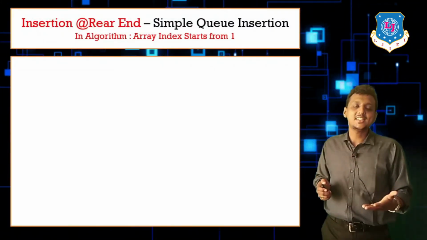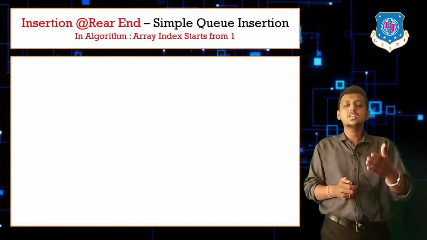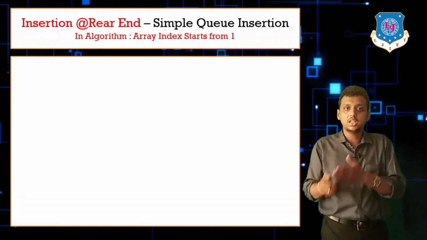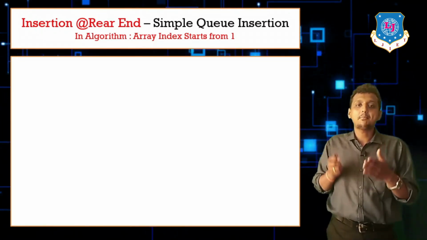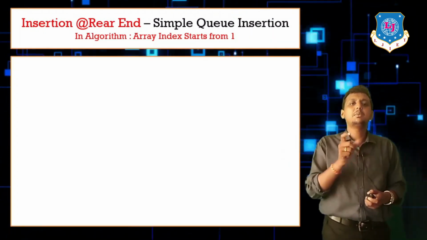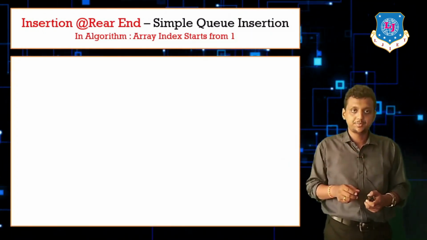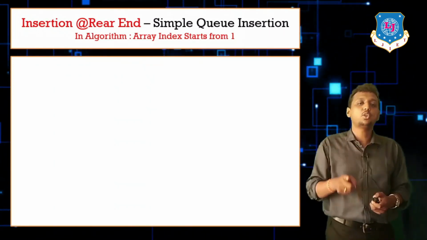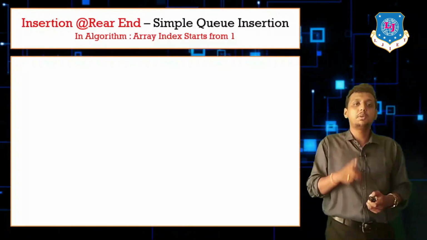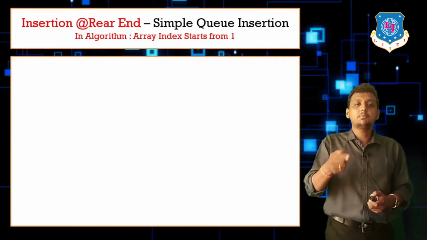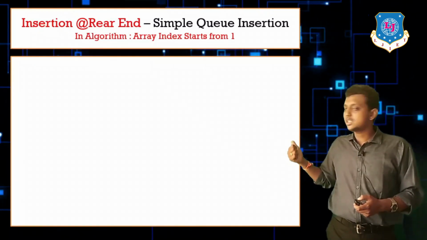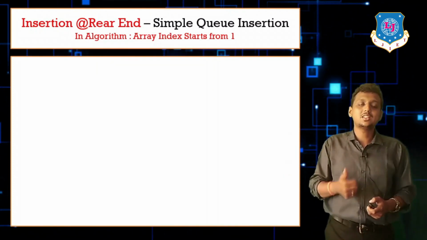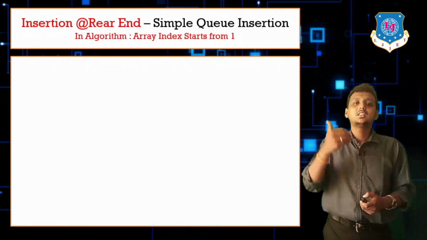So let's first take a quick review of the very first algorithm, simple queue insertion, or we can say insert at rear end. This is double queue insertion at rear end. That's why my naming convention for the function is similar to the work of the algorithm. You have to practice this: in any programming language, the function name must be meaningful as per the work done by the function. So this function is going to perform the DQ insertion at the rear end.